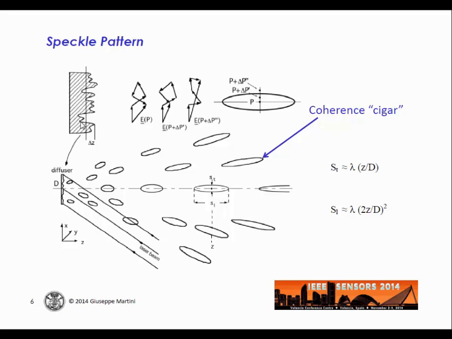And the shape of these grains is different in the transversal plane and along the line of sight of the source, and the speckle grain sizes are shown here. They depend on the ratio between distance and source diameter for the transversal size of the speckle, and it depends on the square of this ratio for longitudinal size.